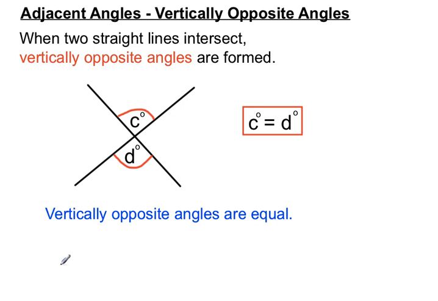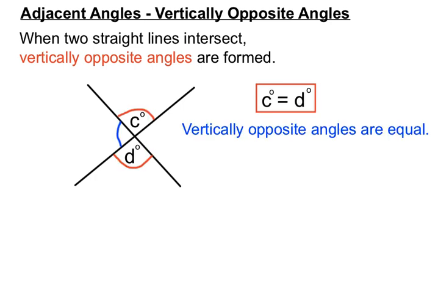Now we have the word vertically there, and these are kind of vertical. But we also have to check out a special variation of that. I know we usually use the word vertical to go straight up and down, but in this case it's a bit more like they're just opposite angles. So let's have a look at this.